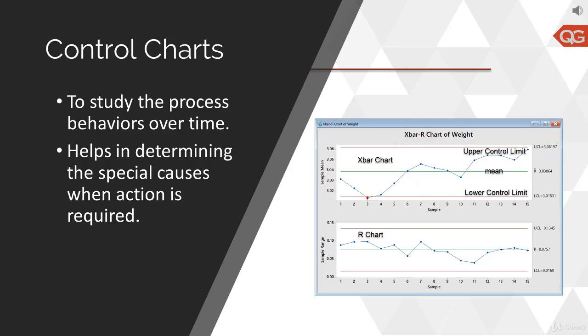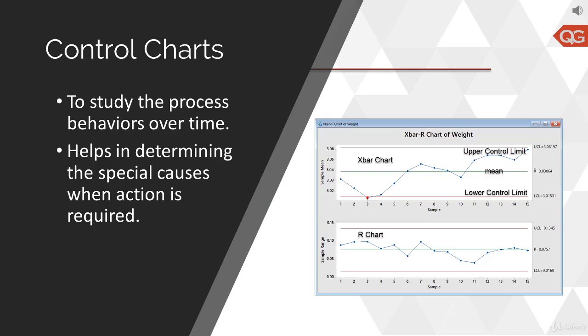So if you look at one point here, which is the red dot, this red dot shows that something has happened here and that needs to be investigated. So a control chart can help you in finding out at what time you need to take action and at what time you need to ignore the fluctuation. You ignore the fluctuation if things are within these control limits, and you take action when one or more of these points go outside this limit, which is, let's say, here number 3.